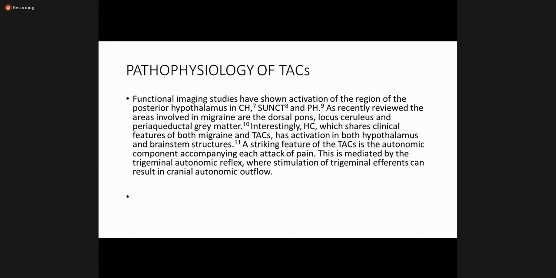What is the striking feature of the trigeminal autonomic cephalgias is the autonomic component, that each attack of the pain is coexistent with the autonomic features. This is because of the mediation of the trigeminal autonomic reflex, where stimulation of trigeminal efferent fibers results in the cranial autonomic outflow. So in this way, these headaches have associated autonomic features because of the trigeminal autonomic reflex, and there is a strong stimulation at the level of the posterior hypothalamus. Therefore, they have some of the mimicry features of migraine as well.